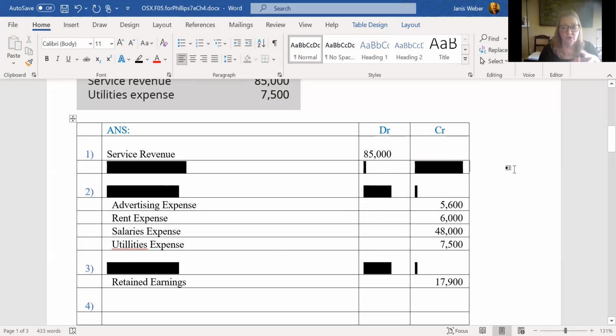just one entry. You'd have a debit to service revenue to clear out that account. Then you'd have credits to each of the expense accounts. And you'd have one more credit to make it balanced because the debit column has to equal the credit column on every entry. So if this was one entry instead of 3, this is what you would be looking at.